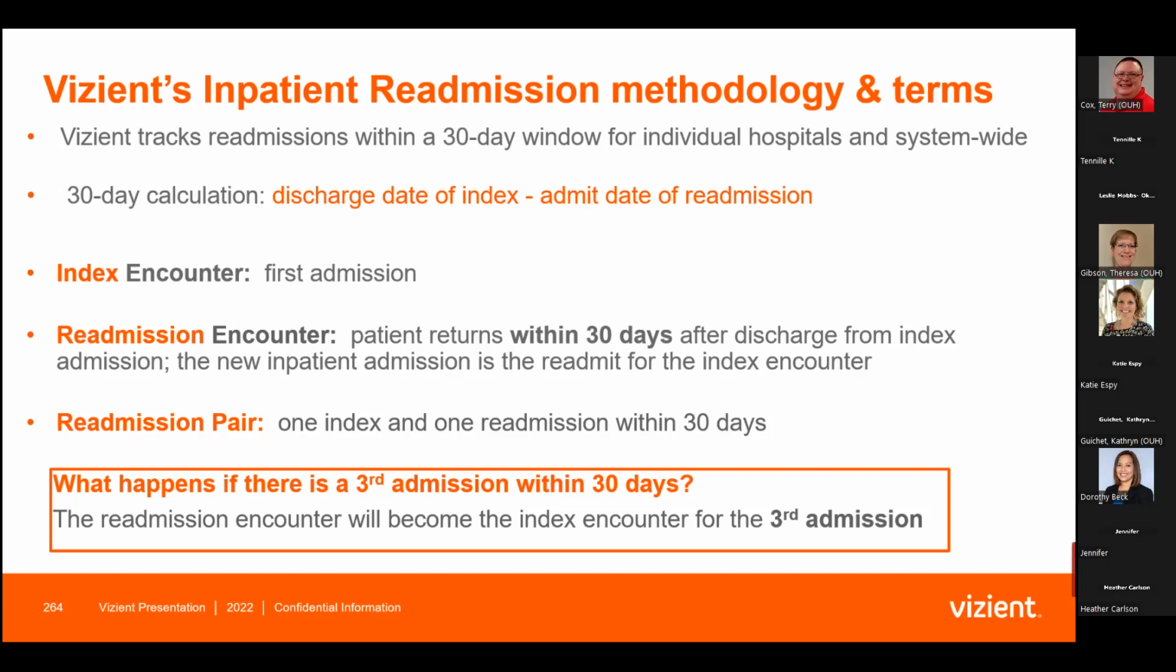And so as you see in that orange box circled, what happens if there's a third visit? That actually then becomes another pair. So that second readmission also now becomes the index for yet that third visit. So you have two readmission pairs, so to speak.